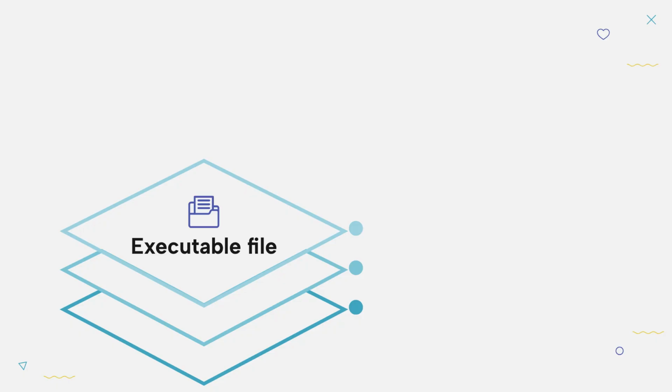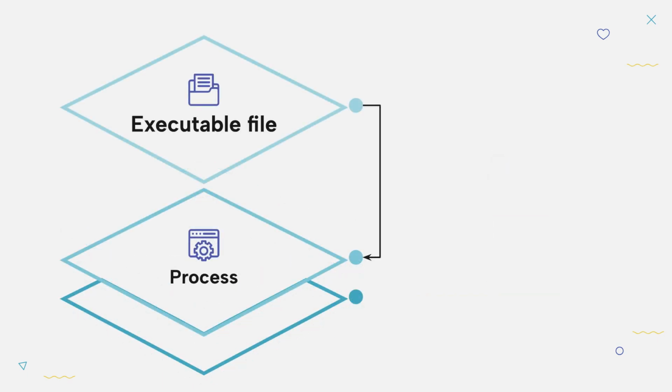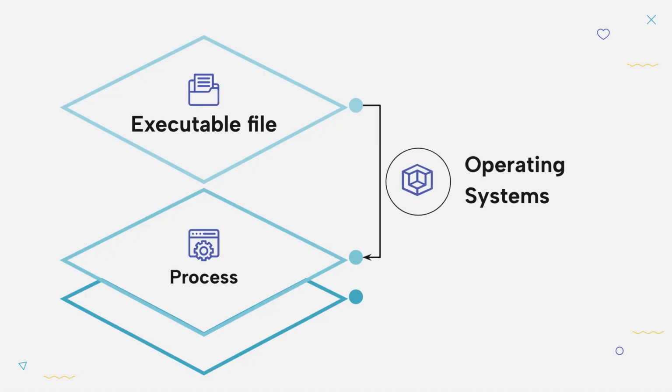Now that we have an executable file, the next question is, where does this file exist before we run it? All programs reside inside the secondary memory of the system, such as a hard disk, SSD, or SD cards, but the processor cannot execute programs directly from secondary memory. So before a program runs, the executable file must first be transferred into the primary memory, also known as RAM. This transfer is handled by the crucial system software called the operating system.